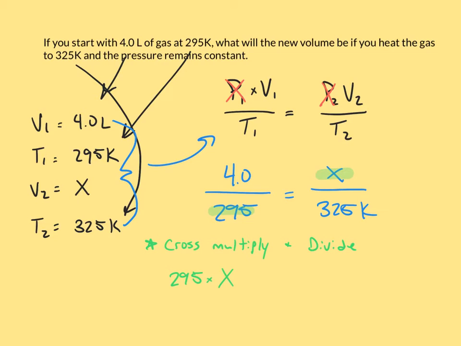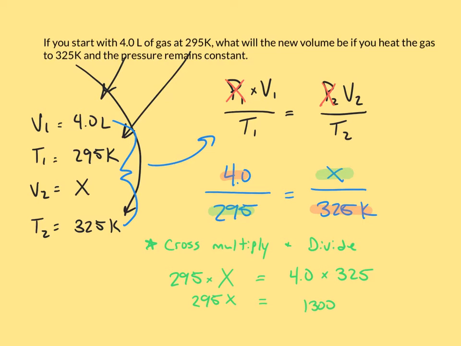And then I say equals, and then I take the 4.0 in the upper left-hand corner and multiply it by 325 here on the bottom right. Now 4.0 times 325 equals 1,300. So that's what's on the right-hand side of this equal sign. Now over here I still have 295 times x. Now I need to solve for x.